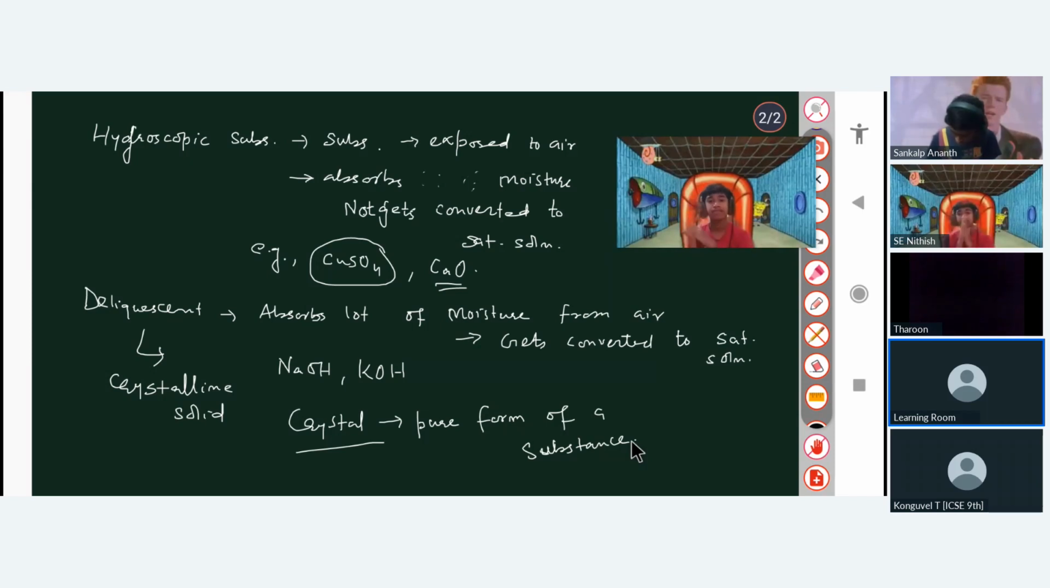Okay, then what will these hygroscopic substances be? Will they be crystalline solids? They may be crystalline or sometimes they may be liquids. Crystalline or they can also be liquids, correct. So this will be the difference between hygroscopic and deliquescent. So what was the next question?